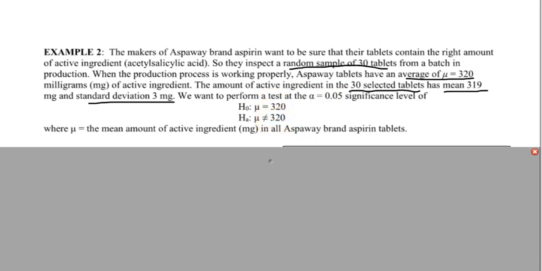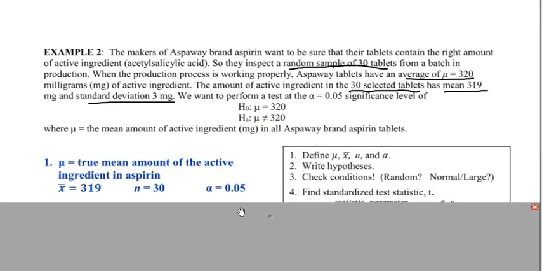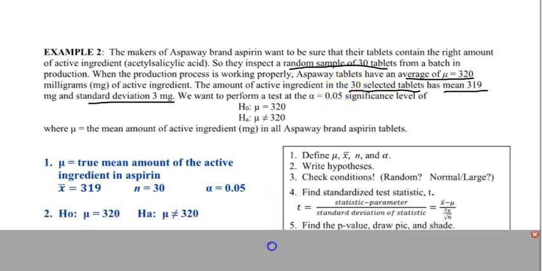Step 2 is done for you. All right? So 1, mu is the true mean amount of active ingredient in aspirin. Our X bar, mean, is 319. N is 30. And there's our significance level. It was given to us. Along with our H0 and our Ha was given to us.